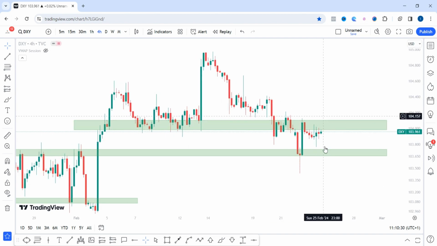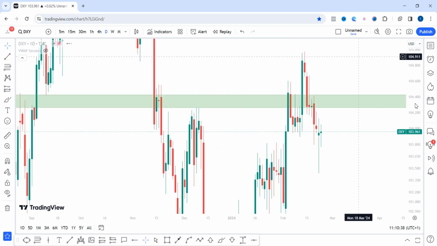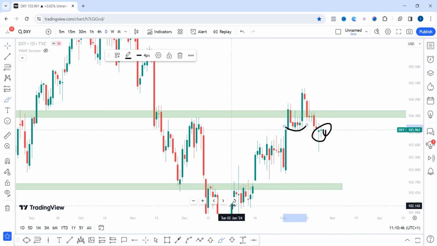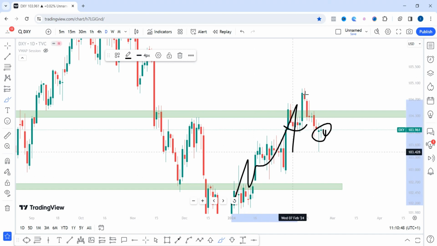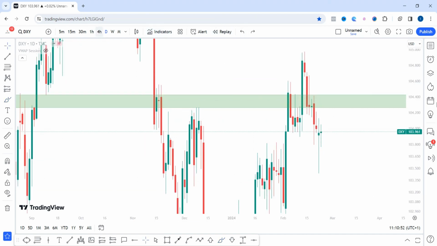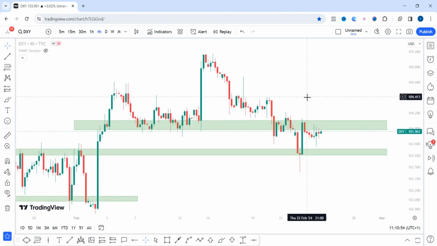Now price is currently trapped within these two green zones. Now remember, on the daily time frame, let's go back to the daily time frame, it looks like price has created a new low around here, which is obviously lower than this point, but the overall trend is still bullish. So we don't want to ignore that fact. Now on the 4-hour time frame is where we're going to think in probabilities. Back to the 4-hour time frame.